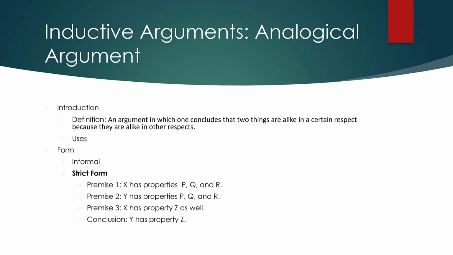In premise 2, you present the second thing, Y, and you establish that it has similar properties, P, Q, and R, whatever those properties might be. Then in premise 3, you establish that X has the property that you're concerned with, say being a violation of privacy, for example. So you establish that X has property Z in addition to P, Q, and R. So you conclude that because X has P, Q, and R, and Y has P, Q, and R, and X also has Z, by analogy, Y has property Z.